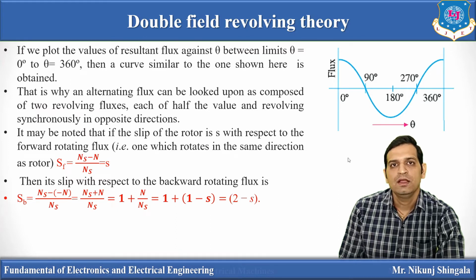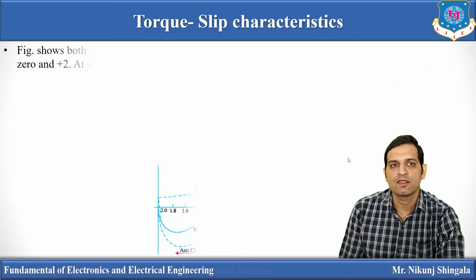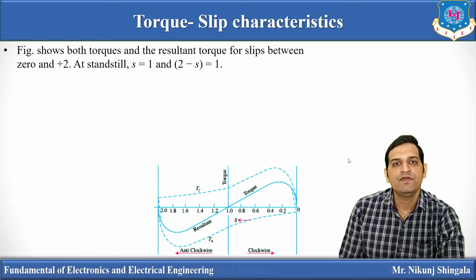Now moving towards the torque slip characteristics. Here you can see one figure which shows both the torques and the resultant torque for slip between 0 and 2.